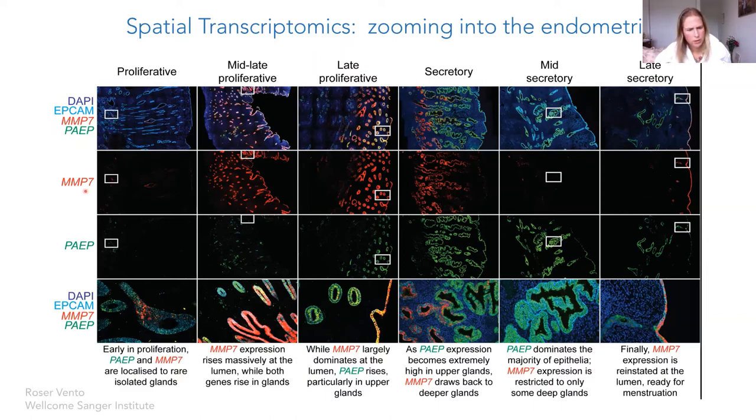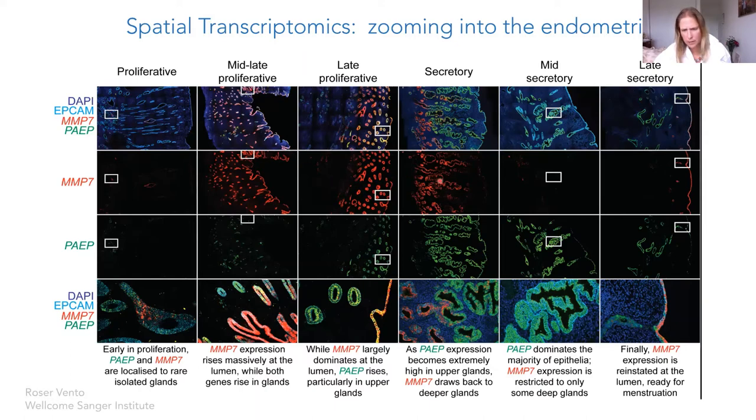And so what you can see, for instance, for this matrix metalloprotease gene, MMP7, is that expression rises during mid to late proliferative phase. So that's these two slides here. And it's very high in the lumen. So the lumen is the empty region on the right-hand side, the inside of the uterus. The myometrium is on the left-hand side of each of these slides. So this is rotated by 90 degrees compared to the previous slide.